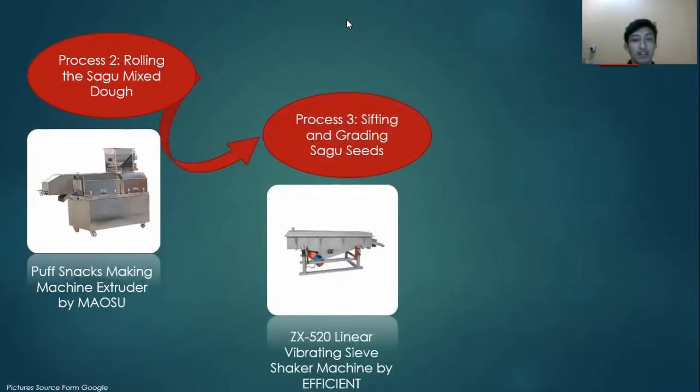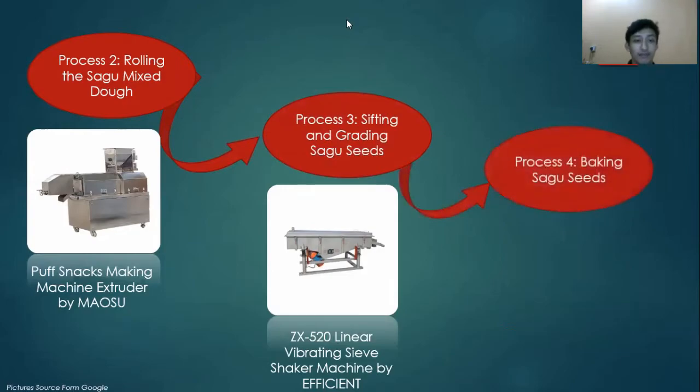The ZX520 linear vibrating sieve shaker machine by Efficient can help us to segregate some of the undesired size of the sago seeds that have been produced in the second process. This is to ensure that we only get a nice sago size and shape.